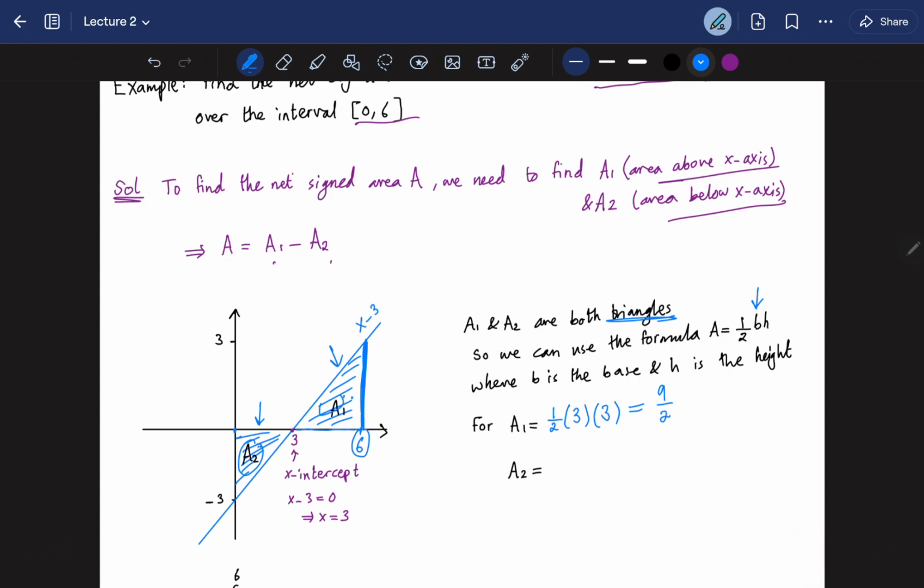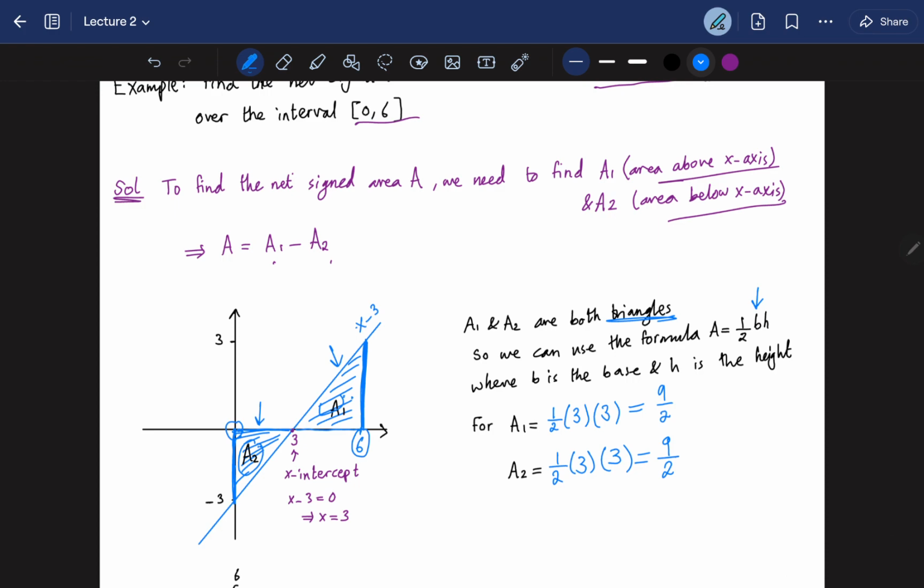Now, similarly, if I'm finding the area of A2, this is just 1/2 times some base and some height. If you look here, the base is just 3 because the distance from 0 to 3 is just 3. And then my height is this here, which is my y value when x is equal to 0. If you plug in 0 here, you're going to get -3. But since we're dealing with distances, I'm going to take the positive of it. So it's just going to be 3. So the area for A2 is also 9/2.